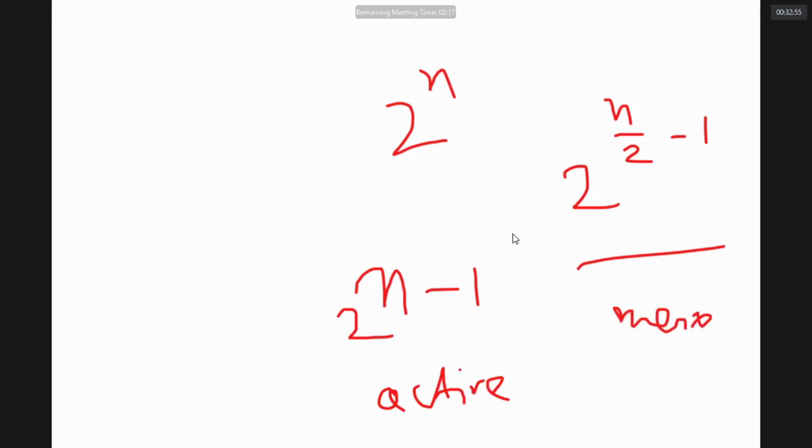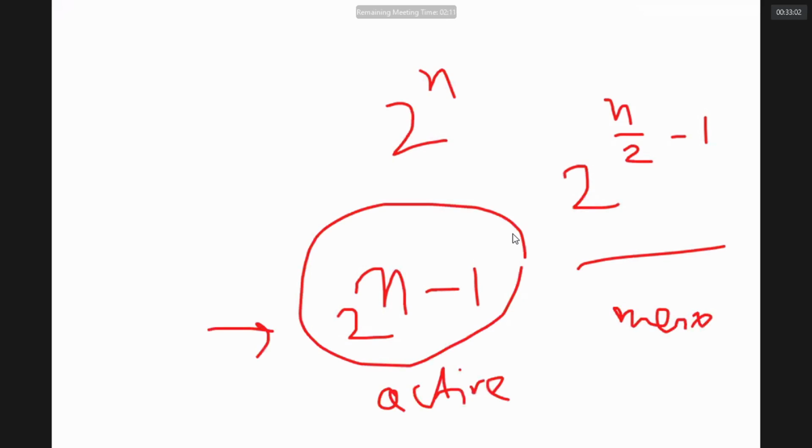If a compound has a plane of symmetry, then the number of optically active forms is 2 to the power n minus 1. The number of mesoforms is 2 to the power n by 2 minus 1, where n is the number of chiral carbons, carbons linked to 4 different groups.